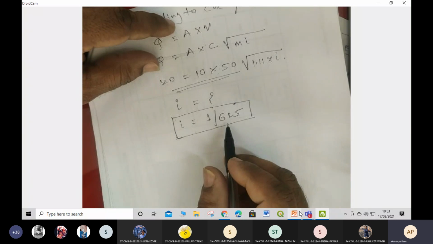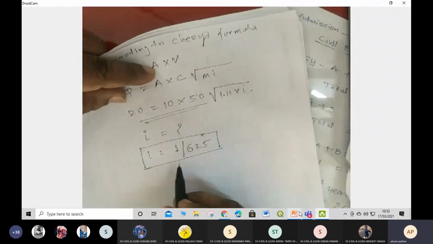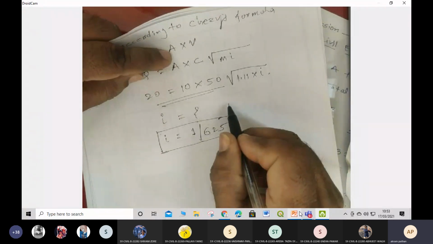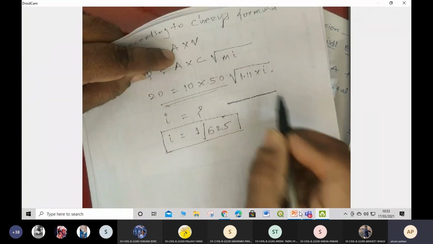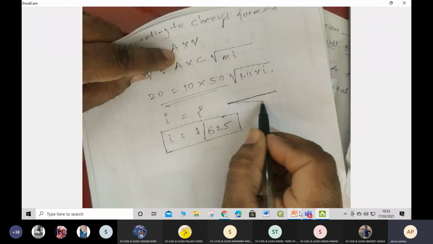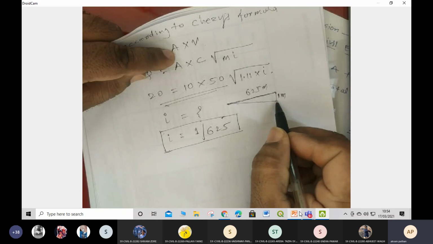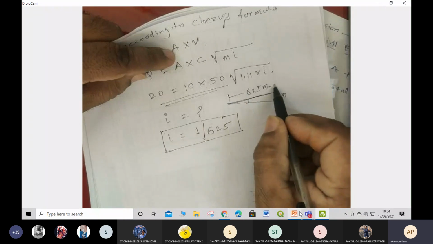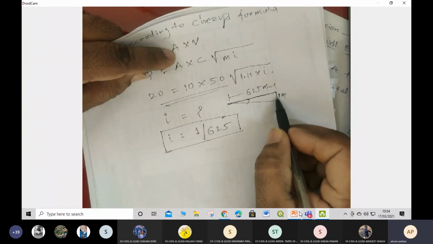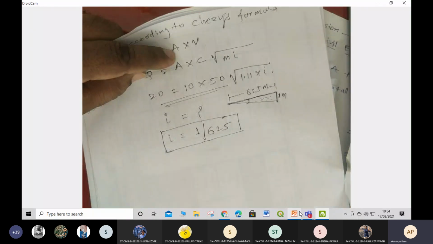So for 625, we have to give 1 meter slope, okay. For example, what is the meaning of this 1:625? This is a horizontal ground level, and we have to provide the bed slope. For 625 meter length, we have to give 1 meter slope, meaning the height at the end of 625 is 1 meter. So this is the meaning of this particular slope. For 625 meter length of the channel, we have to give 1 meter height at the end of 625, so that the water will flow easily in this particular channel.